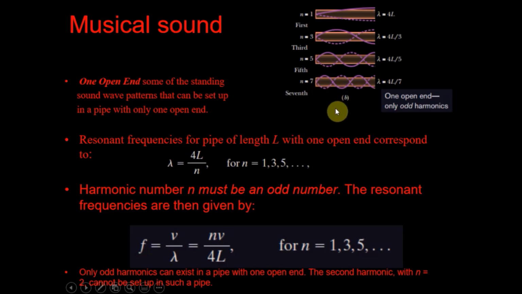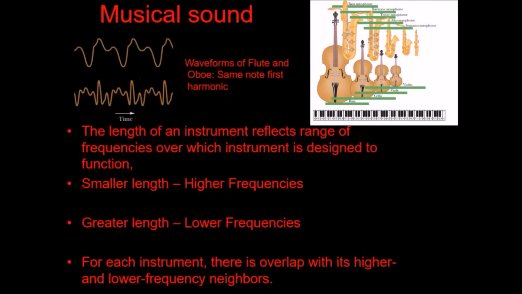And that's worth remembering when you're looking at a particular type of instrument. This is why most instruments end up with two open ends, one to blow in and one for air to escape from, as this allows you to set up numerous different types of wave within, and numerous different wavelengths, and of course corresponding frequencies. This also means that the length of an instrument reflects the range of frequencies that that instrument is designed to function over. The smaller the length of an instrument, the higher the frequency that is produced. The greater the length, the lower the frequency.